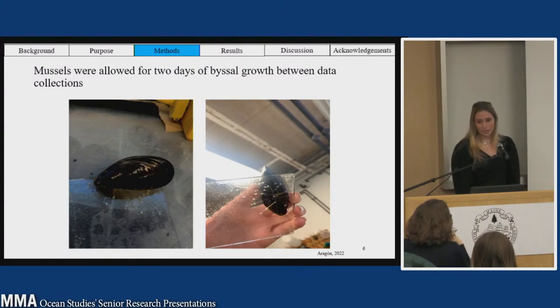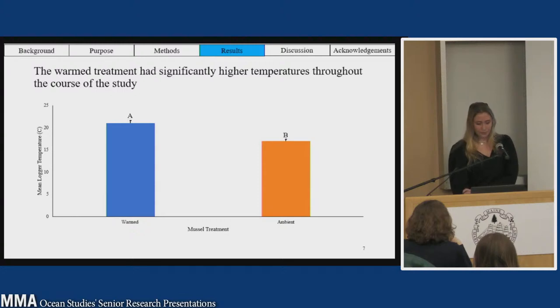I used SPSS to do analysis. I did t-tests to determine if there was a significant difference in the temperatures that they were being housed in and in the tensile strength. And I did a linear regression analysis to see if there was a significant relationship between the number of the treatments and the byssal thread length and number.